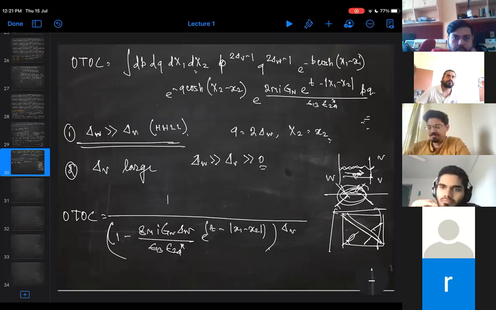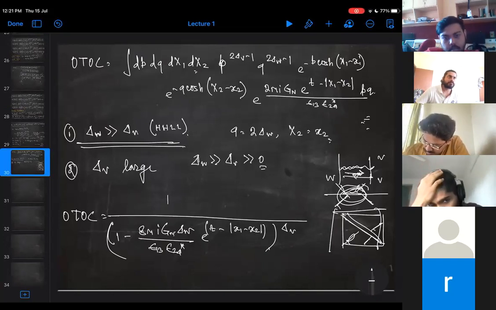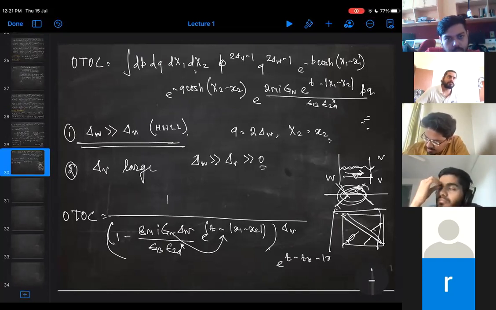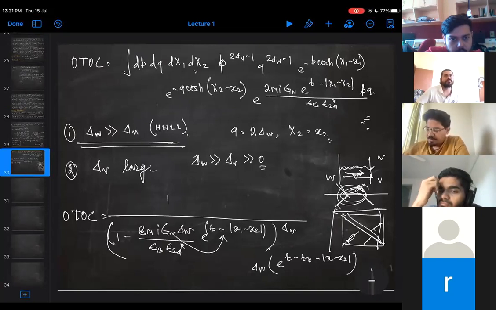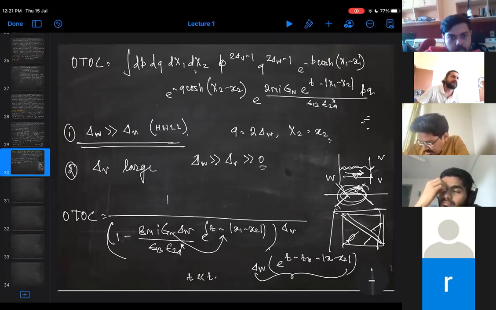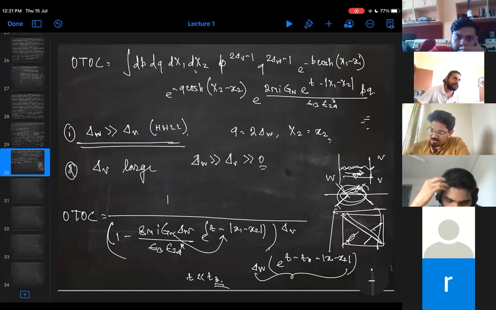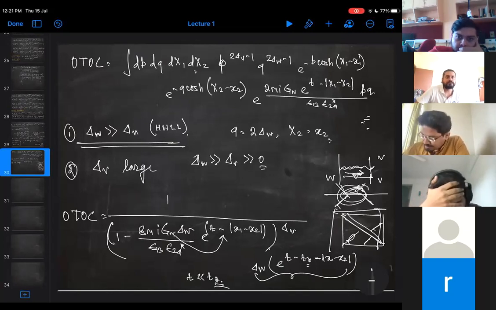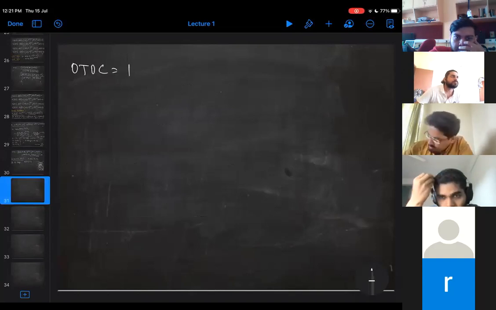Pull to the power delta. But this delta V is large. So now you can essentially just squeeze in this G Newton dependence here. It will be something like T minus T star minus mod of X1 minus X2, and then there is a delta W sitting outside. Okay. So now if you assume that this quantity is less than one, first of all, you have to assume that you are working in this regime, where, had space not been there, you assume that T is much, much less than this T star. If you work in a regime where this object is still small, now we can binomially expand. And that leads to our final desired result.